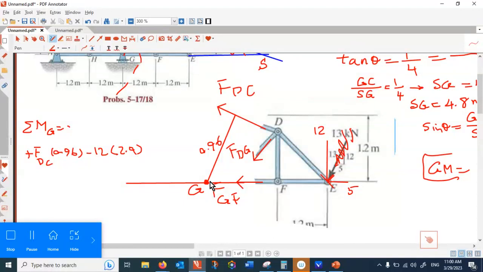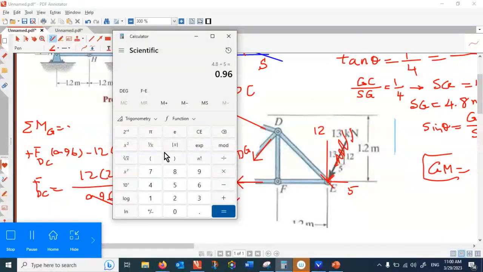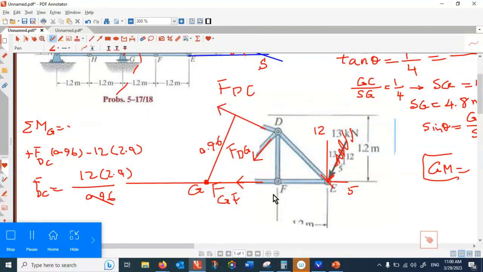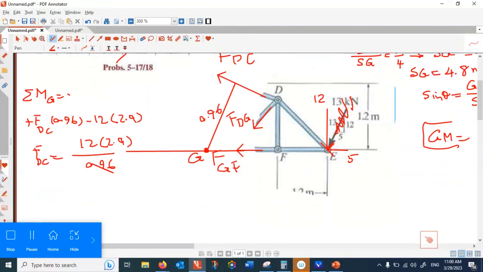Can you see that? You see that here 5 is passing through the G. It won't make any rotation. So that's very, very simple. FDC is 12 times 2.4 divided by 0.96. So that is 30. FDC is equal to 30 kilonewton.